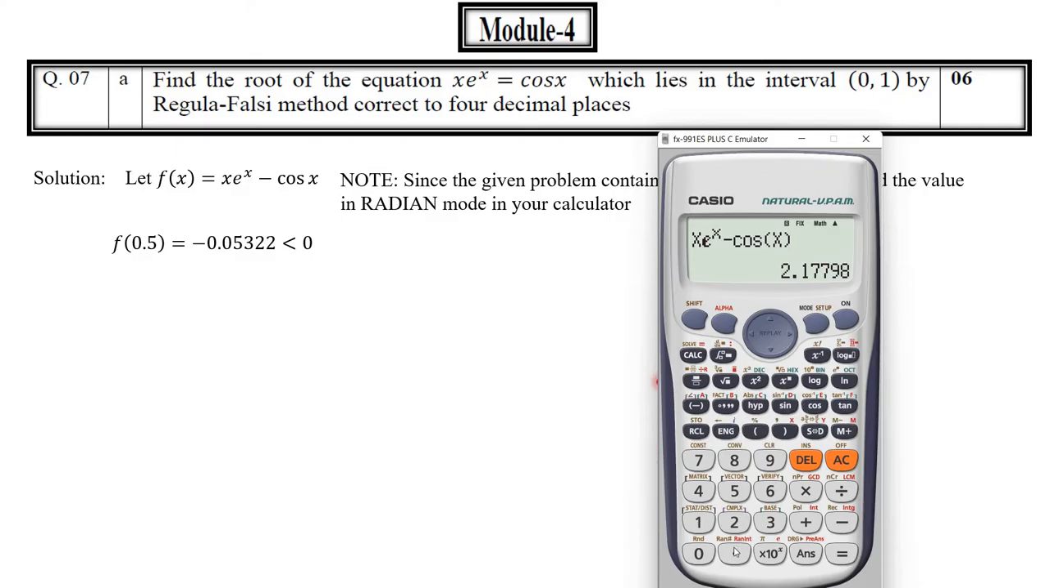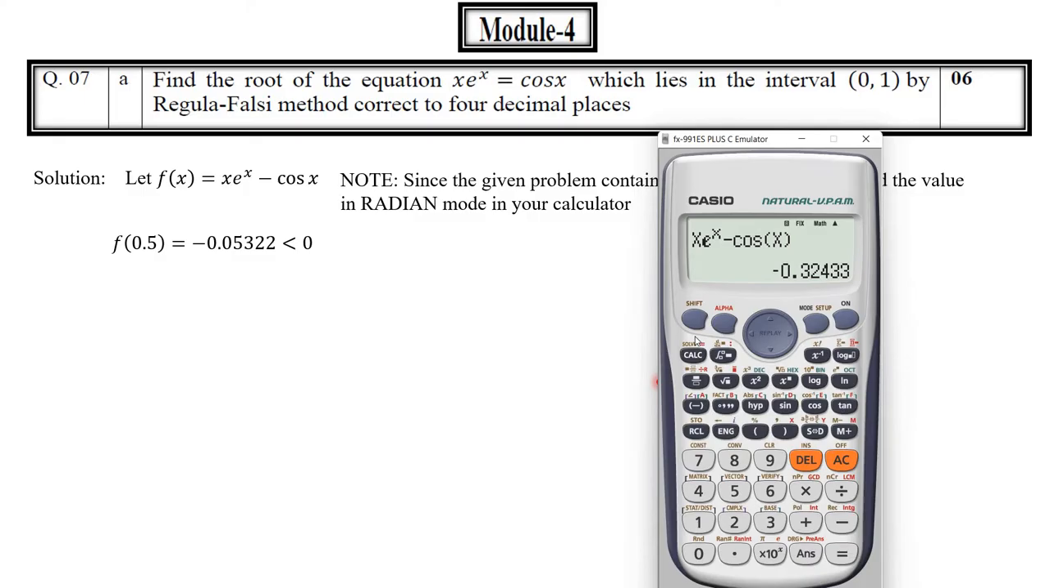I'm going with neighborhoods of 0 and 1. You can start from 0.2 also. In some cases you will get opposite signs between 0.2 and 0.3 also. Here I will start from 0.4. Press Calc, I will go with 0.4. For 0.4 I got minus 0.3. Note down this value, minus 0.3.